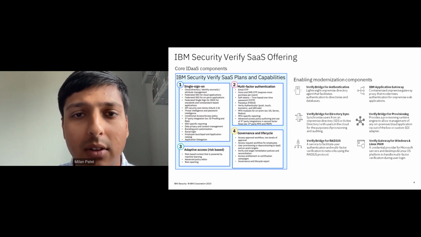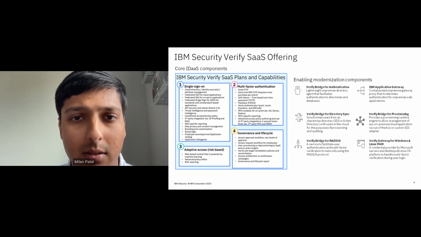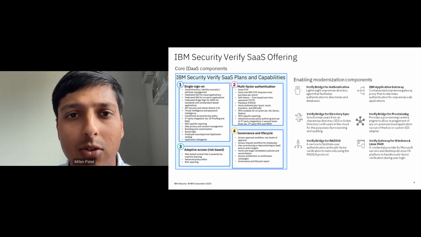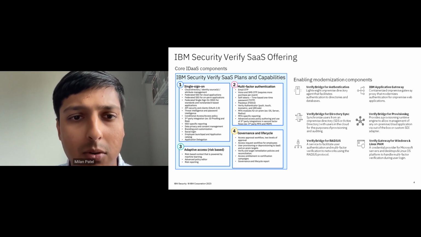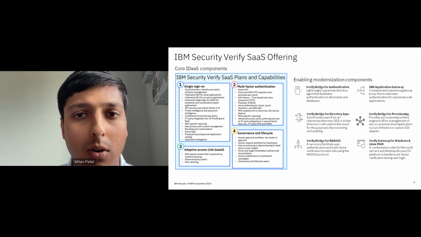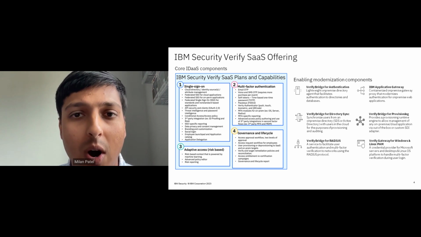Now, when we dive a little bit deeper, Verify SaaS is broken down into the 4 plans that I alluded to, and we won't spend too much time enumerating exactly what comes in each plan, but fundamentally, this is a full end-to-end identity and access management solution to protect workforce and consumer identities. There's also corresponding modernization components that help you bridge on-prem application management as well as user management to then migrate or coexist while centralizing your access management and governance use cases using IBM Security Verify SaaS.